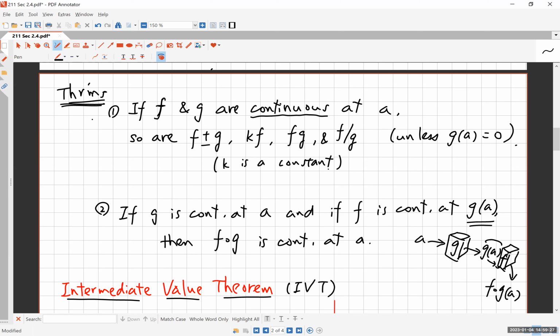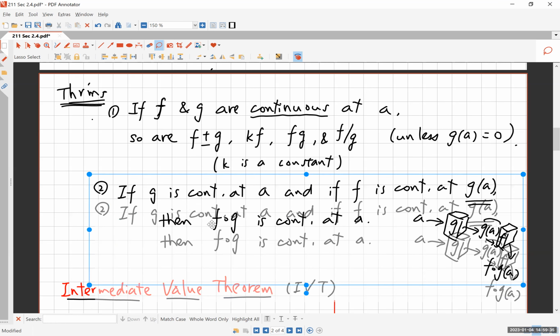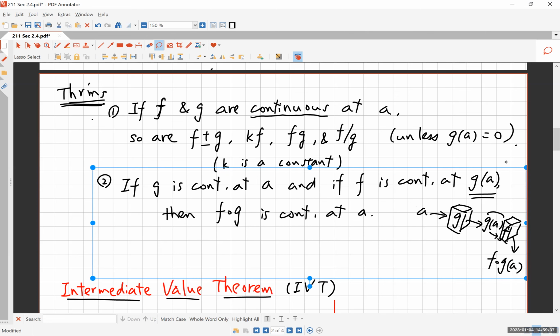All right, and the second one, maybe I should move this up a little bit. I think I can do this, can I? Yep, okay, so I'll move this up a little bit because I want to write something below this.